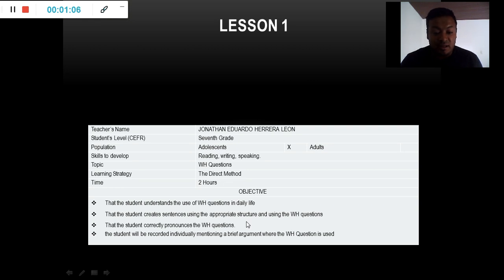There are four objectives. The first is that the students understand the use of WH questions in daily life. The second, that the students create sentences using the appropriate structure and the WH questions. The third, that the students correctly pronounce the WH questions. And fourth, the students will be recorded individually mentioning a brief argument where the WH questions are used. These are the four objectives in lesson plan number one.